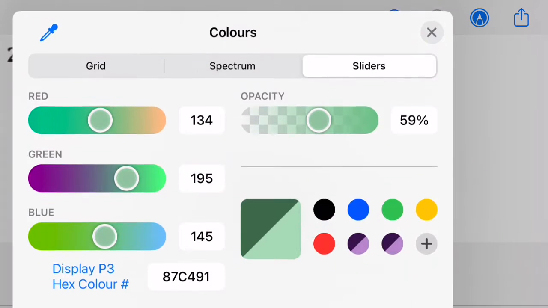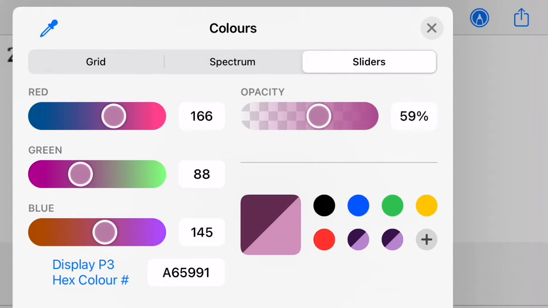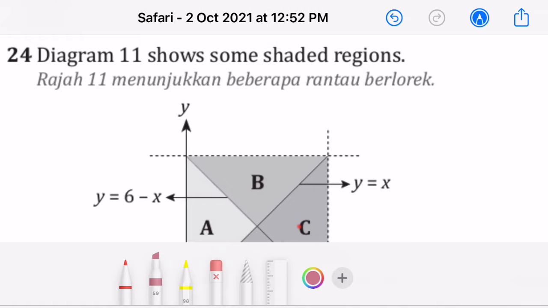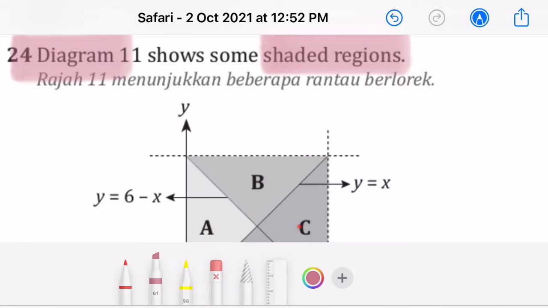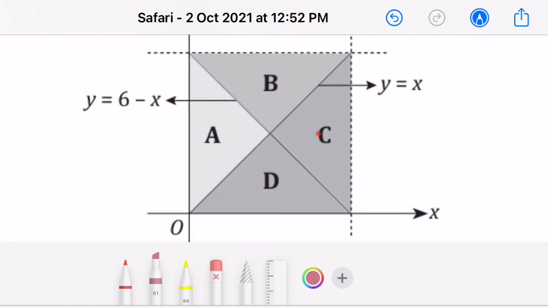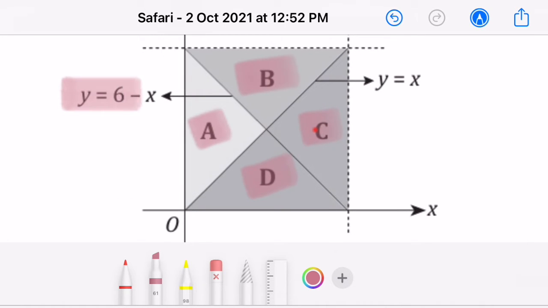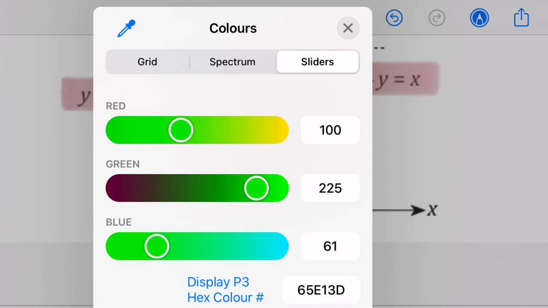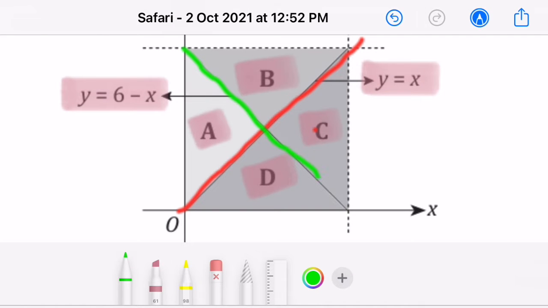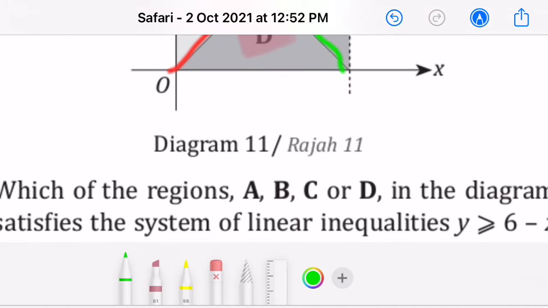Question 24. Let's have a look at question 24. Diagram 11 shows some shaded region. We have shaded regions A, B, C, D. Now we have two equations, y equal to 6 minus x, and y equal to x. This is y equal to x, and this is y equal to 6 minus x. The gradient is negative, so the line goes down.